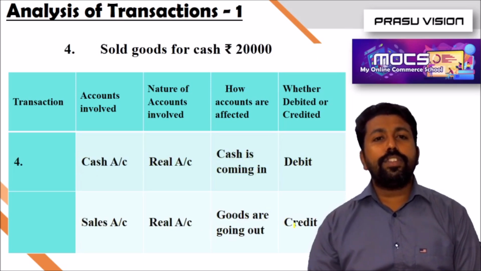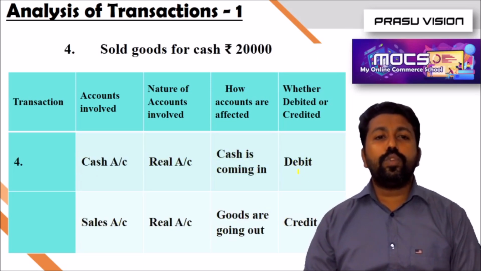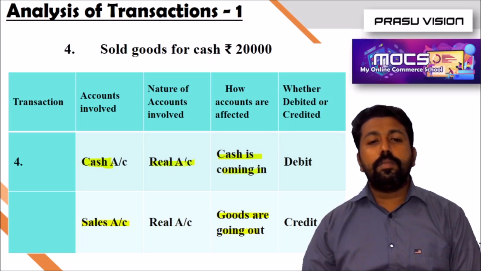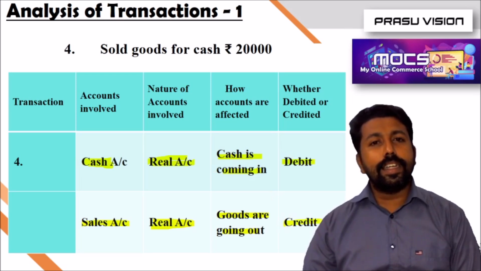The next transaction is sold goods for cash 20,000. It is a cash transaction, so cash is coming into the organization. Sales: goods are going out. We can give real account for both, because one is coming in and the other is going out. Cash is coming, so debited, and sales goods are going out, so it is credited.